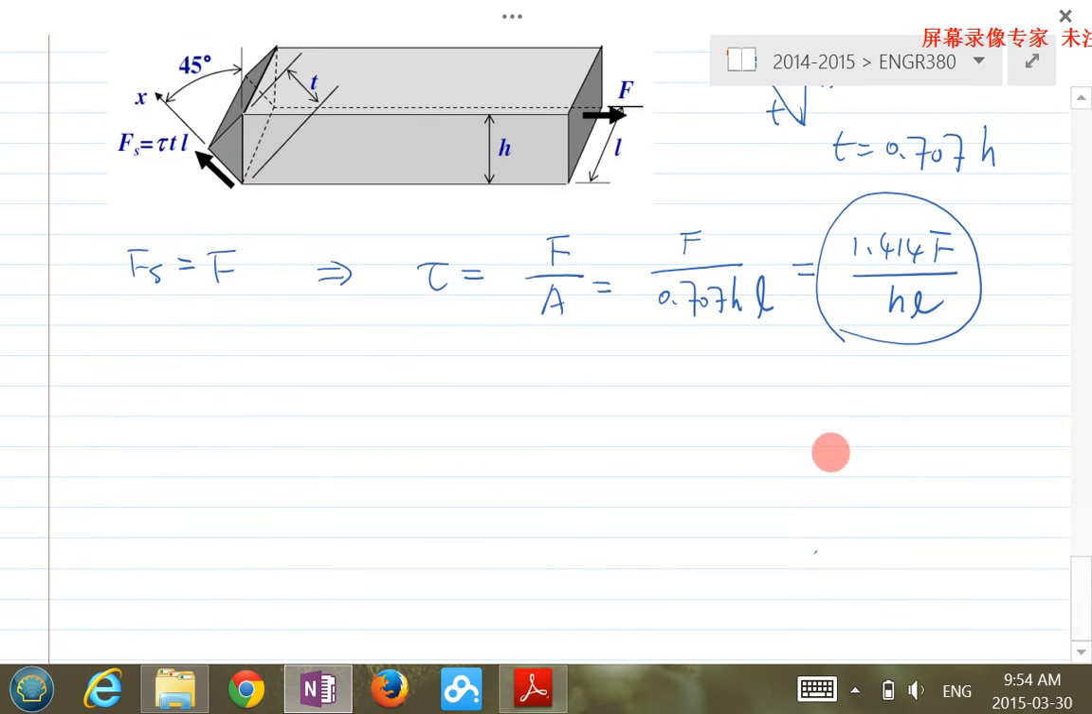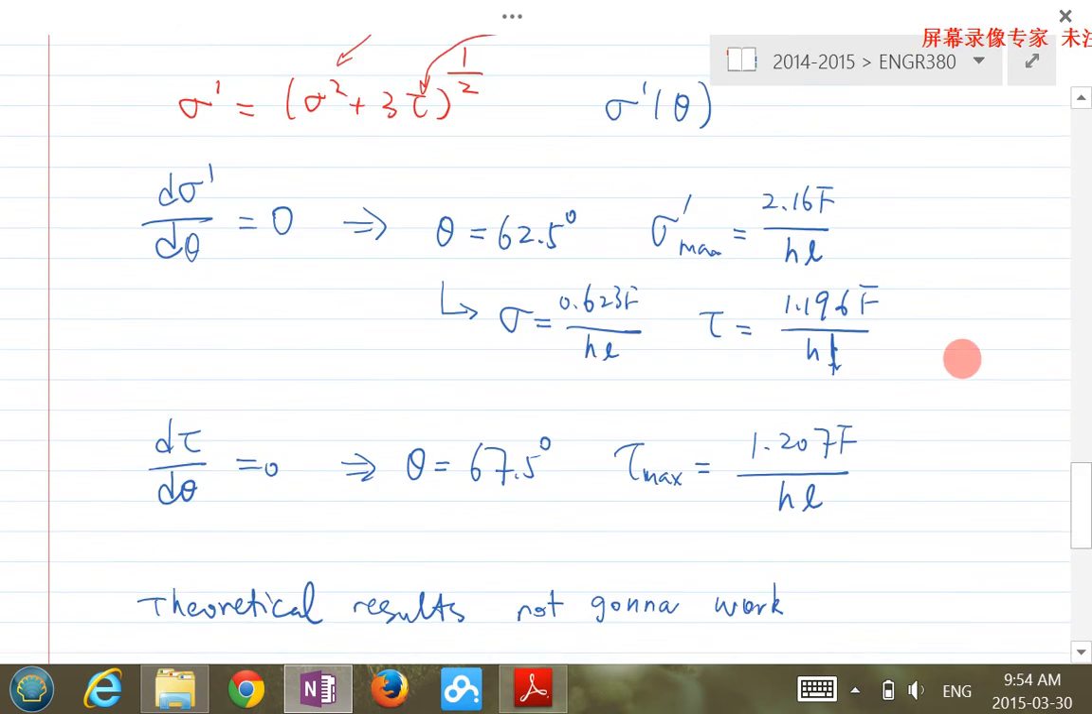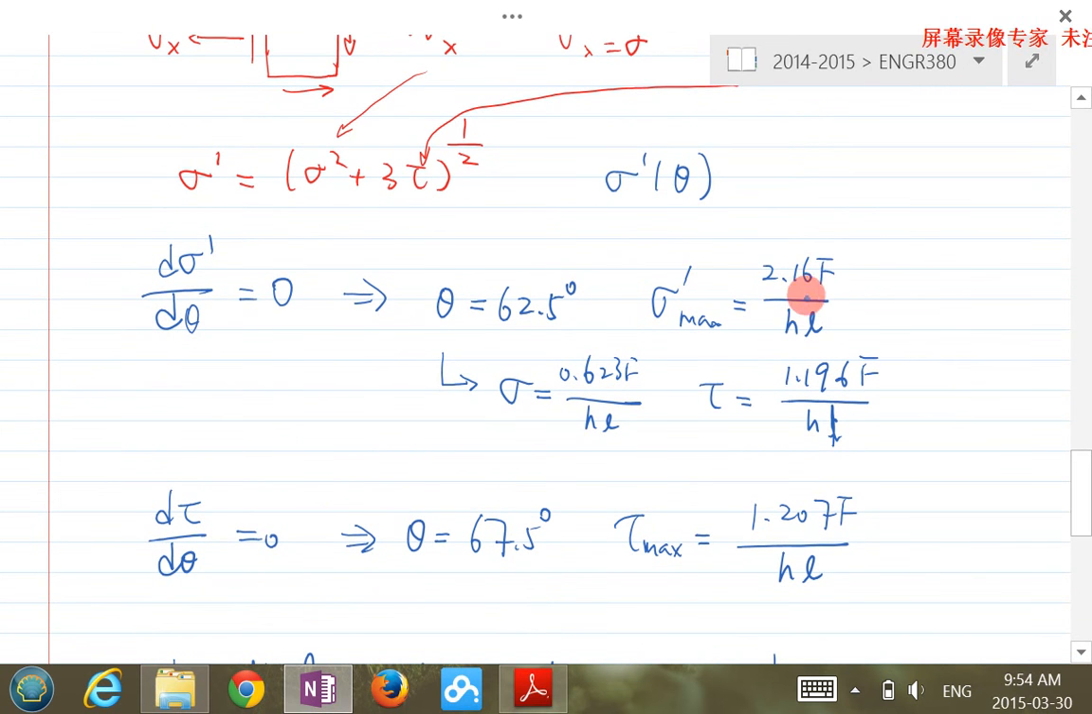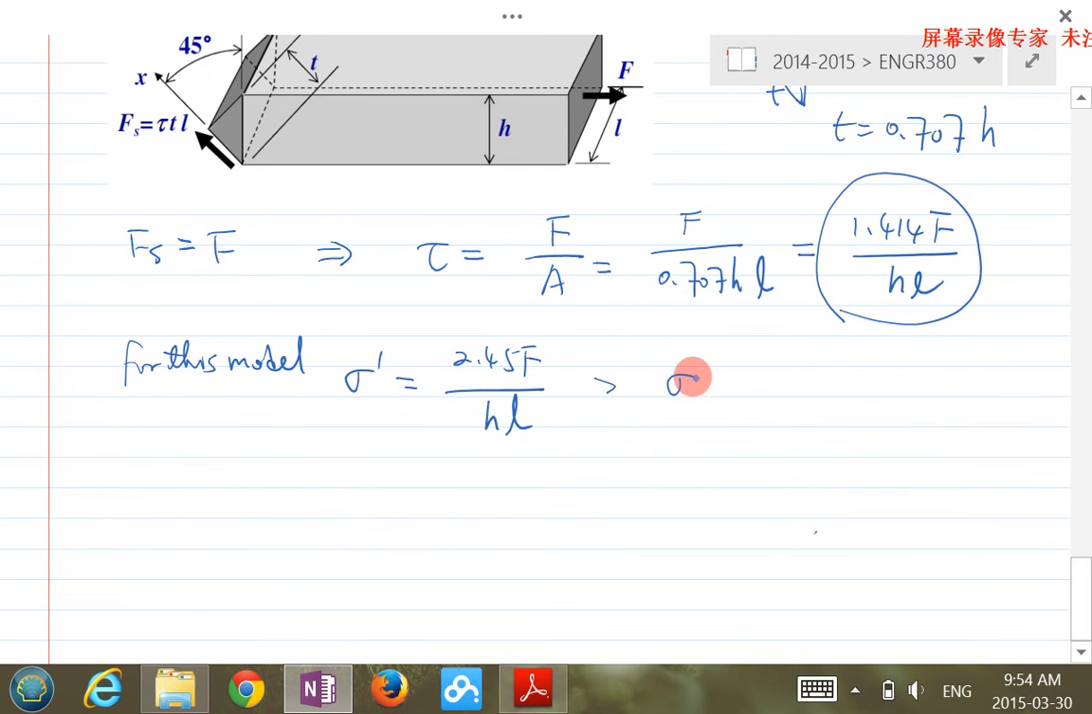As a matter of fact, for this conservative model, you can also calculate the von Mises stress. Based on this model, the von Mises stress is 2.45 F over HL. And the maximum von Mises from the mathematical model is how much? It is 2.16. So this is still larger than your mathematical maximum. That's why this is a conservative model.